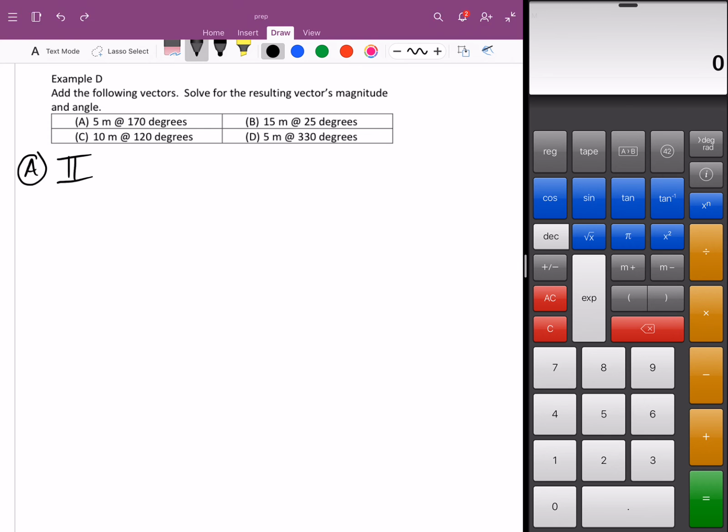Now, we will draw quadrant 2's graph. You have a magnitude of the vector of 5 meters, and your degrees in total is 170 degrees.